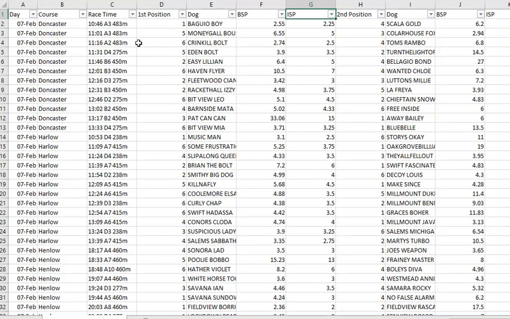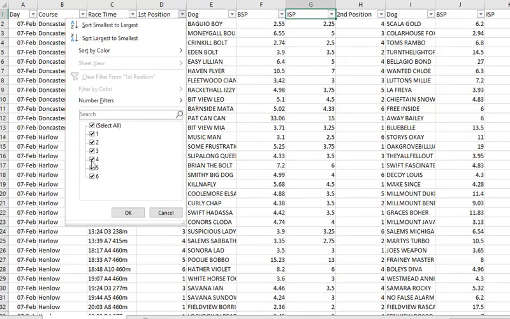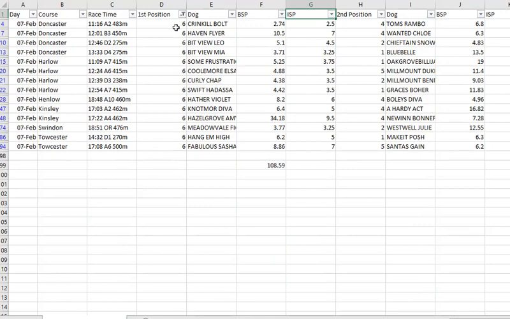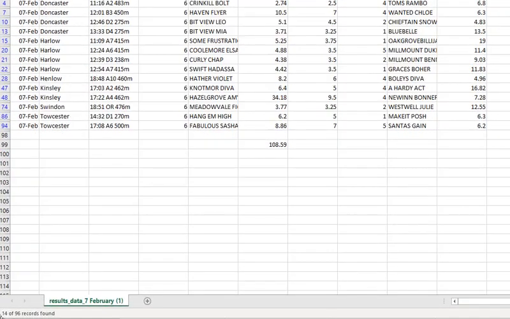Now the great thing with it being in a CSV file is obviously you can sort. So you can go to position 1 and say, I want to see how many trap 6s won. Well, we can see here now, here's all the trap 6s for the day. And if we look down at the very bottom there, we can see there were 14 winners from 96 races.